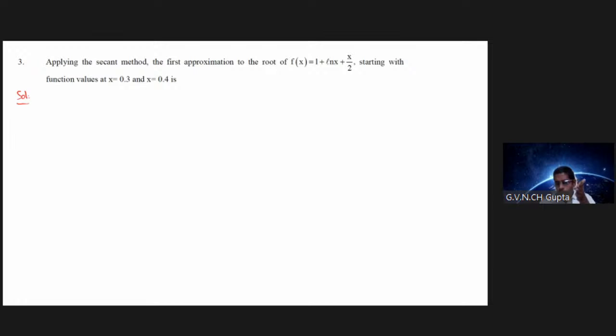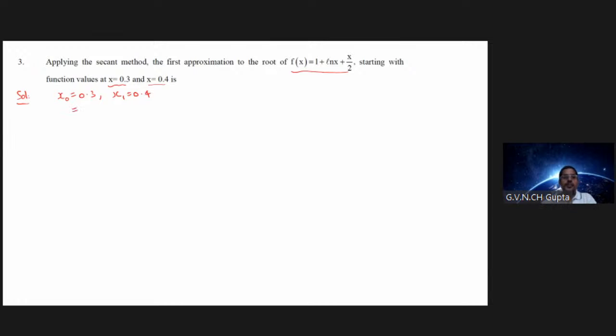So far, in all the problems I considered, the method is mentioned. So the equation is 1 plus log x plus x by 2 equal to 0, starting with x equal to 0.3 and x equal to 0.4. These are the two starting values, the two initial guesses, denoted by x0 and x1. So given x0 is equal to 0.3, x1 is equal to 0.4.